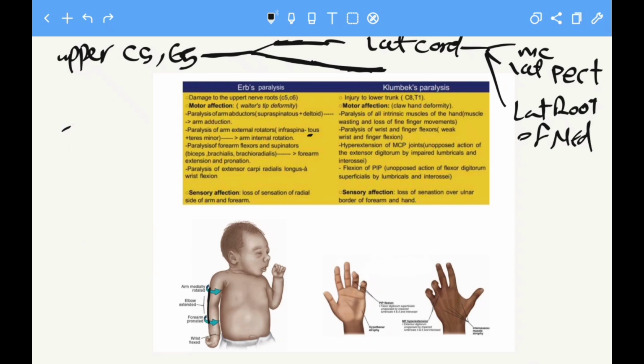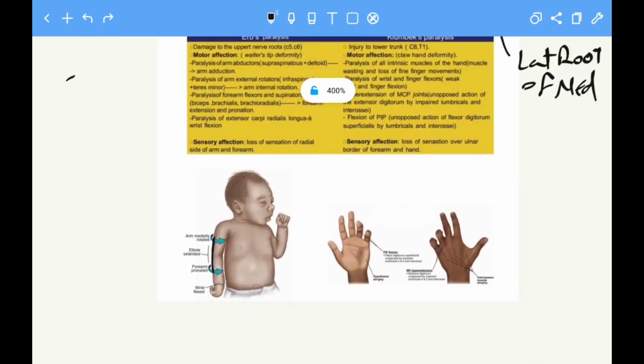So as we see in this lesion, the forearm and the arm are extended, adducted, and internally rotated, and the wrist is flexed. Okay, it is called waiter's tip deformity or Porter's tip deformity. So when there is affection of the upper trunk, there will be this lesion.